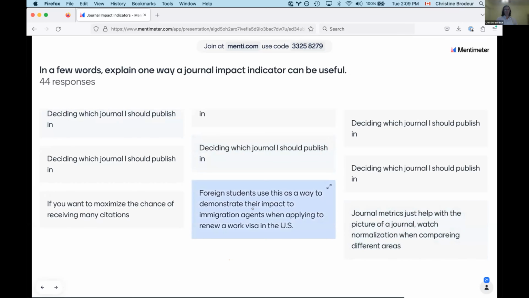Oh, that's super interesting. So, a very specific example, and okay, I hadn't heard it before, but if you say so. Foreign students use this as a way to demonstrate their impact to immigration when applying to a work visa. So okay, yes and no. Maximize the chance of receiving many citations? No, not necessarily, because again, they're all averages.